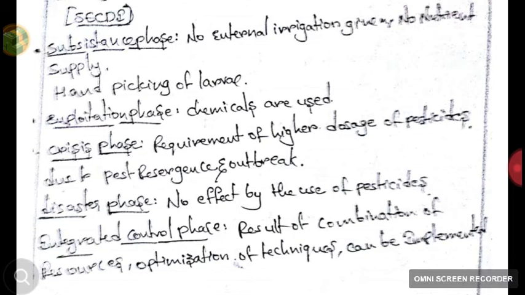In subsistence phase, no external irrigation is given, no nutrients are used, no pesticides are used, just hand picking of larvae can be seen. In exploitation phase, the farmers began to use chemicals. In exploitation phase, chemicals are used. Next, here comes the crisis phase.